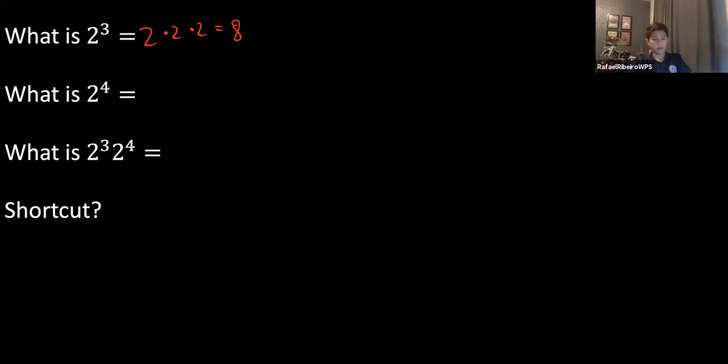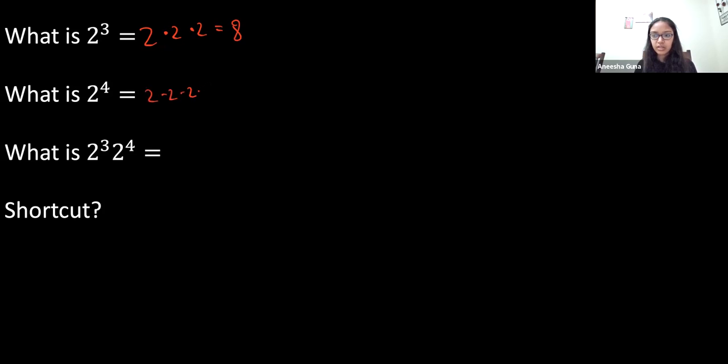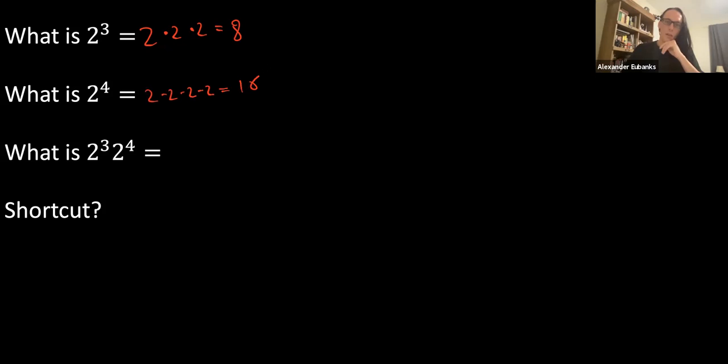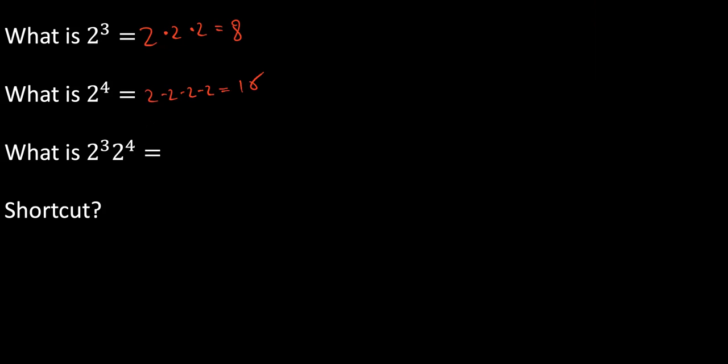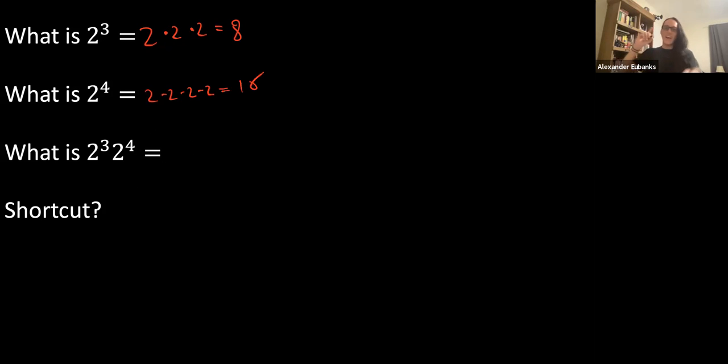Someone else? 2 to the 4 is 2 times 2 times 2 times 2, which is 16. Very nice. Okay. Someone else? What's 2 cubed times 2 to the 4th? How would you do this? It would be 2 to the 12th. Not quite. I know what you did. 2 to the 7th, I think. There we go. So you actually jumped ahead to a shortcut.